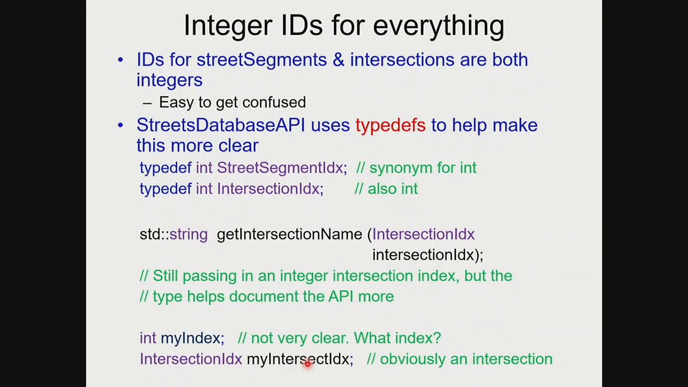Okay, now I know that this variable is going to be used as an intersection index later on in the code. Any questions on this? It's a very popular technique in C++ that we use, and you're probably going to see it a lot in any project that you work with. All good? Okay.